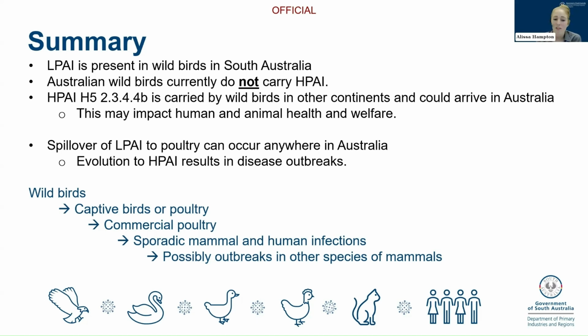Spillover of LPAI to poultry can occur anywhere in Australia, not just the eastern states, but it does require that evolution to HPAI to result in a disease outbreak. If H5N1 is to arrive here, we would expect to see it in wild birds, then captive birds, with sporadic cases in mammals and possibly humans as well.